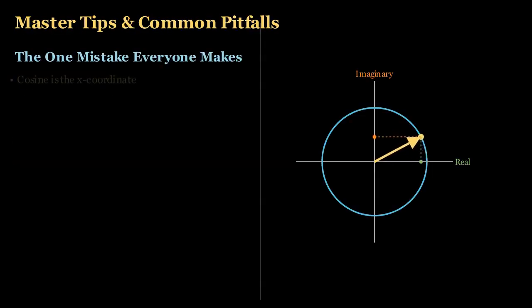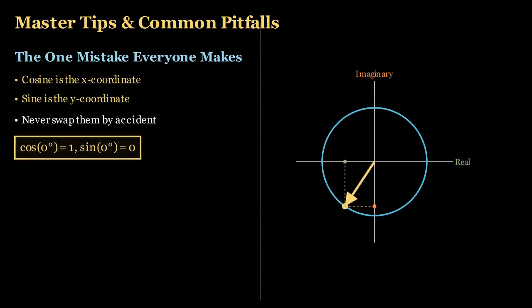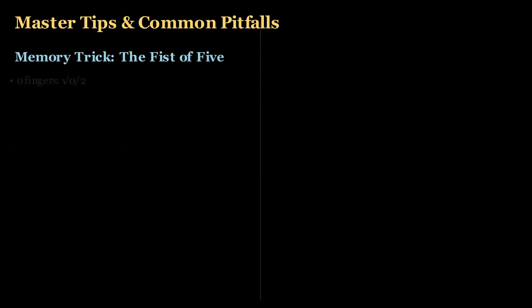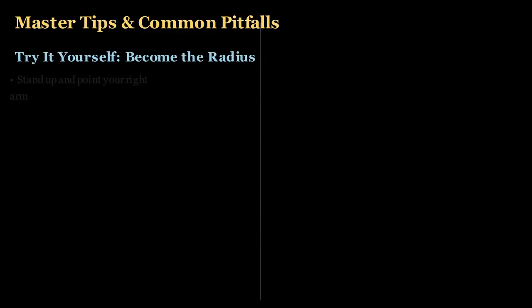We just solved the lighthouse mystery. Now, the single most common slip-up, mixing up cosine and sine. Remember, alphabetically, C comes before S, just like X comes before Y, cosine grabs the X, sine grabs the Y. To recall the special angles, use your left fist. Hold up fingers for 0 degrees, 30 degrees, 45 degrees, 60 degrees, 90 degrees. The sine is the square root of your fingers, over 2. Cosine runs backward from 4 fingers down to 0.